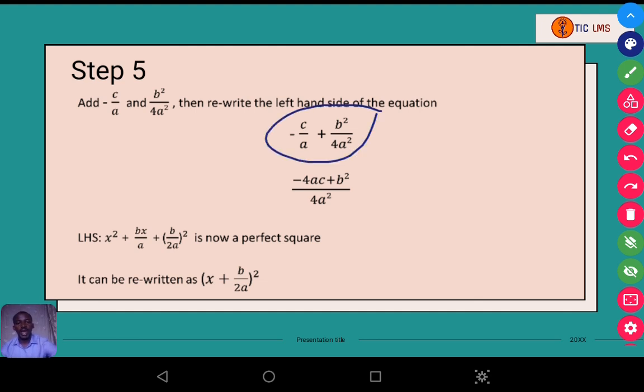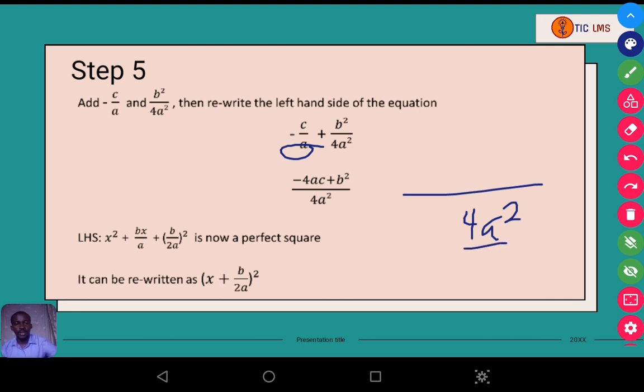So how do we add this? The LCM of a and 4a squared is 4a squared. So you have it as 4a squared. Now, how many times would a go into 4a squared? You have 4a squared divided by a. What you would eventually have is 4a. So 4a multiplied by this c here.